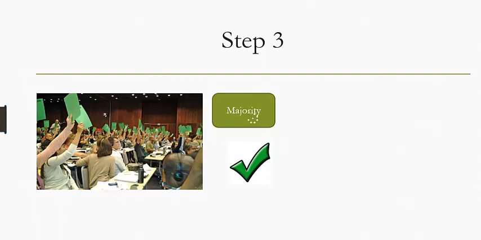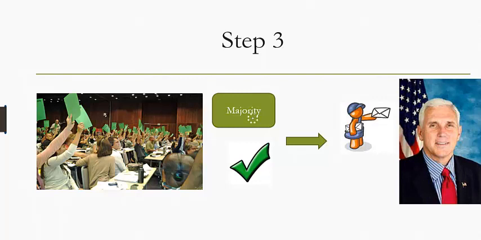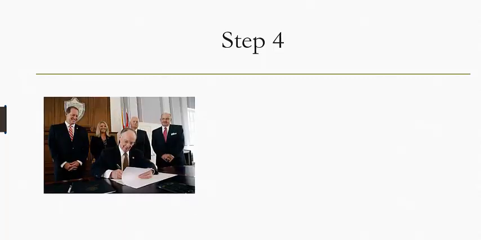After it has been approved, it is then sent to the governor, which for us would be Governor Mike Pence, since he is the governor of Indiana. Once the bill has been sent to the governor, he or she can then sign the bill to make it a law if they agree with it. If they do not agree, however, they can veto it.